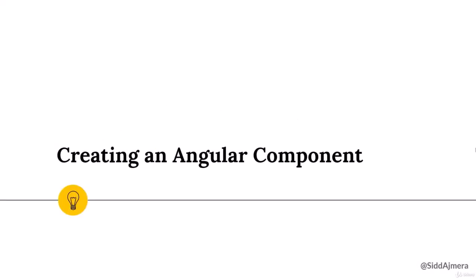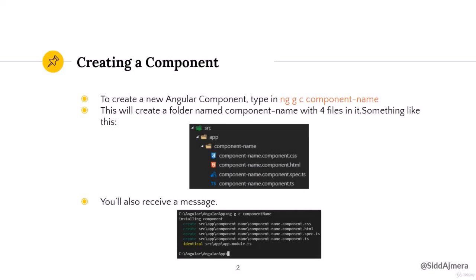So let's quickly see how we can create Angular components using Angular CLI in VS Code. In order to create an Angular component, we will use the Angular CLI and the generate command of it. We'll supply the type as component. So ng space g, that stands for generate, space c, that stands for component, and then we'll supply the name of the component. It will create a folder named the name that we have specified, and inside that folder it's going to generate 4 files.